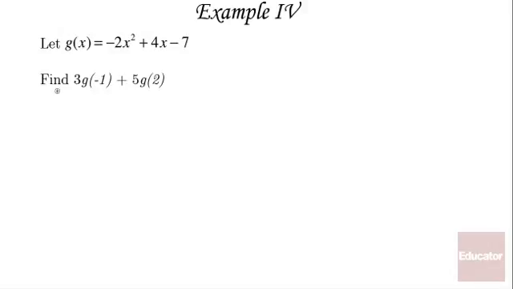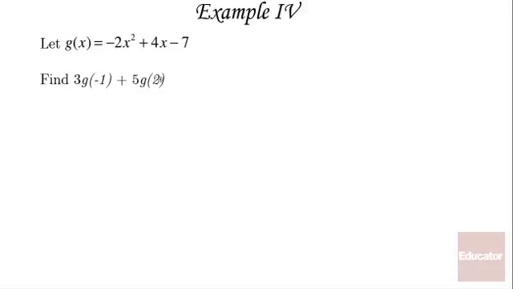In this example, you see that they say g of x instead of f of x. It's a different letter, but you just handle it the same way. So let g of x equal -2x squared plus 4x minus 7. And we're being asked to find this whole thing: 3g of -1 plus 5g of 2.